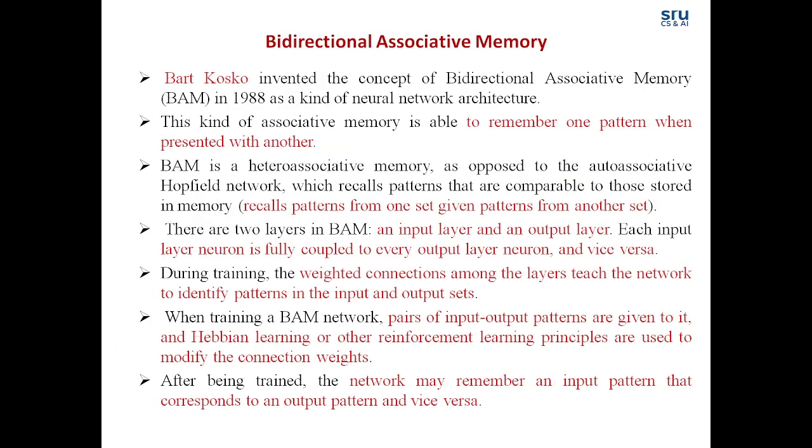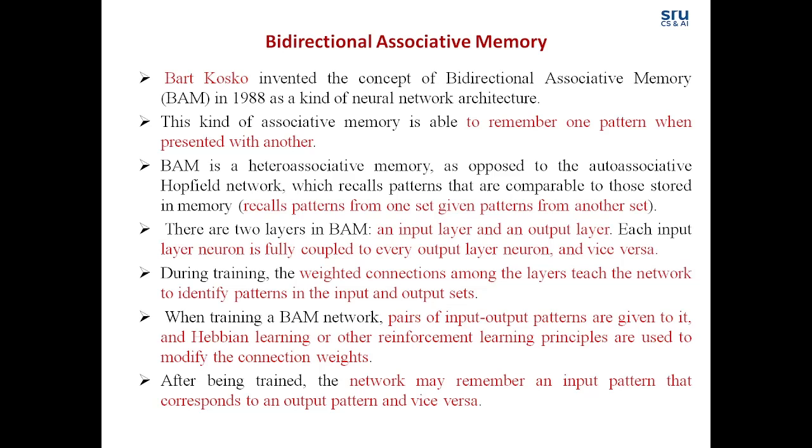Here we have bidirectional associative memory. Bart Kosko invented the concept of bidirectional associative memory in 1988. It is a kind of neural network architecture. This associative memory is able to remember one pattern when presented with another. It is called BAM.